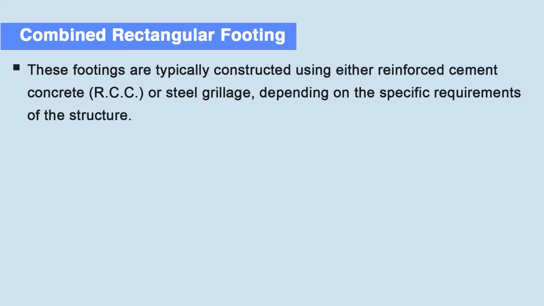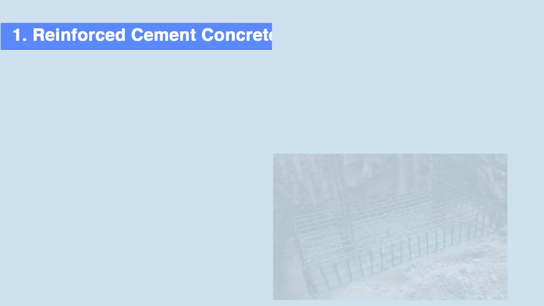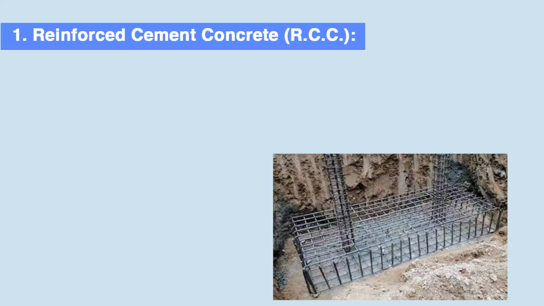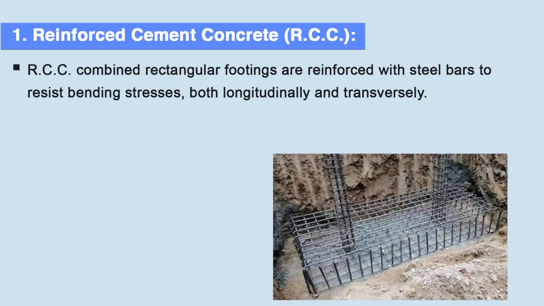These footings are typically constructed using either reinforced cement concrete or steel grillage depending on the specific requirements of the structure. So, first is reinforced cement concrete. RCC combined rectangular footings are reinforced with steel bars to resist bending stresses both longitudinally and transversely.